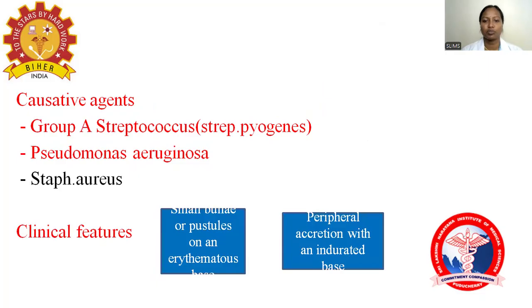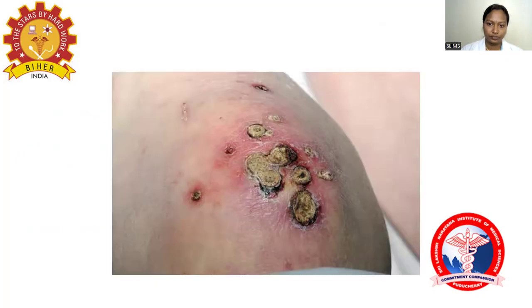How it presents: a small pustule on an erythematous base, which then increases in size and duration. It becomes a very thick, chocolate colored plaque, like this. In this image, you can see it looks very deep, very thick. This chocolate colored crusting is seen. If you try to remove it, it is definitely going to scar.